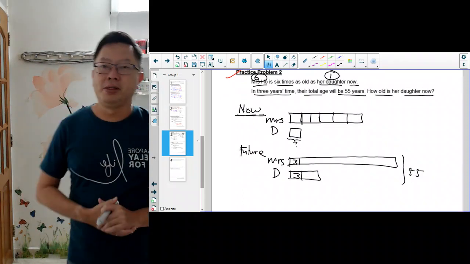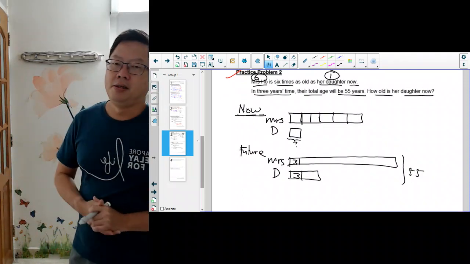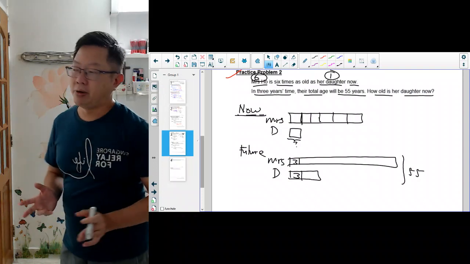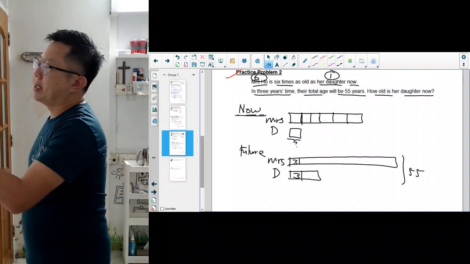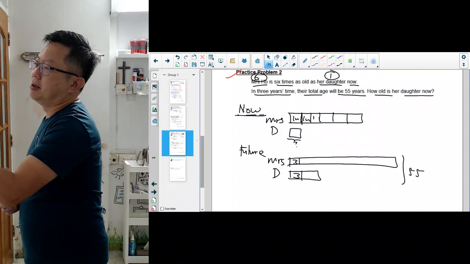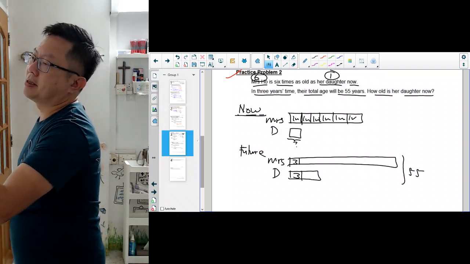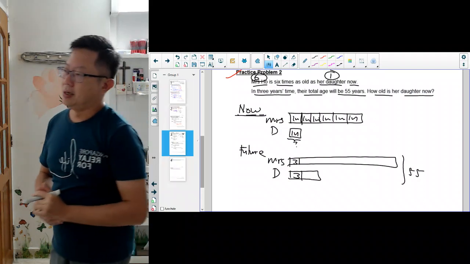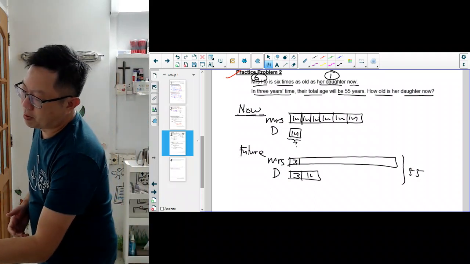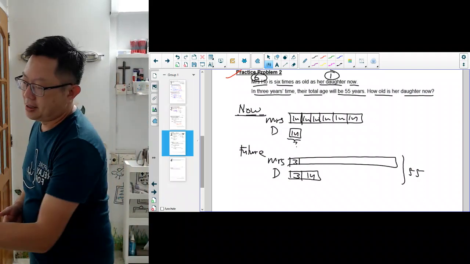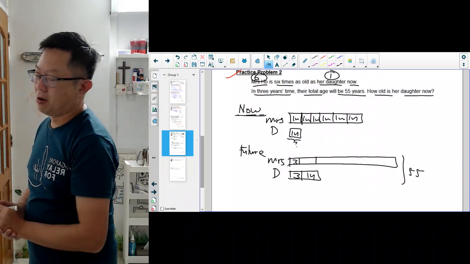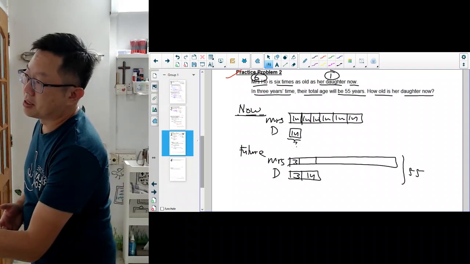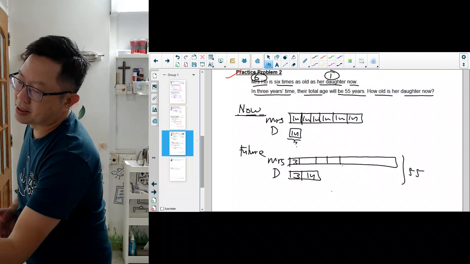Okay, so what do you do with the model? Now, the difference is unchanged, right? The age difference is unchanged. And if you look at the now model, you can call the boxes units. So Mrs. Ho has 6 units, and the daughter has 1 unit. And over here, the daughter must have 1 unit at first. And you can also cut the rectangle for Mrs. Ho, which is also 6 units, something like that.